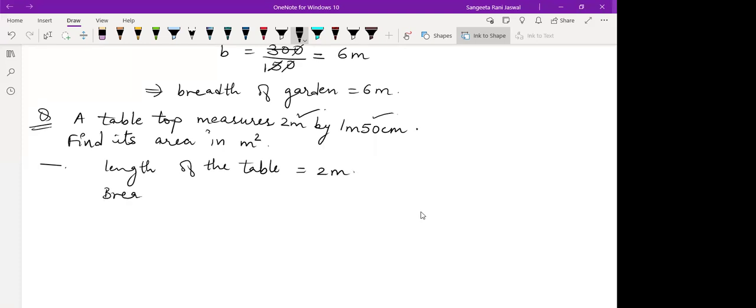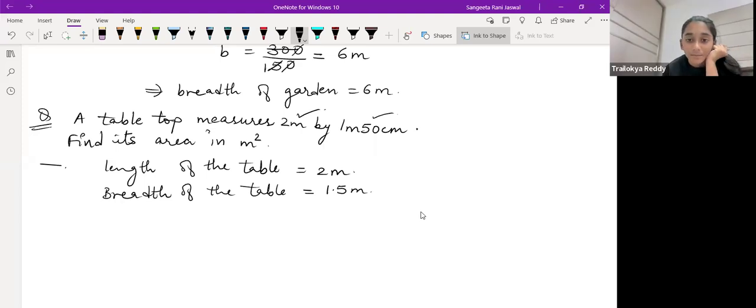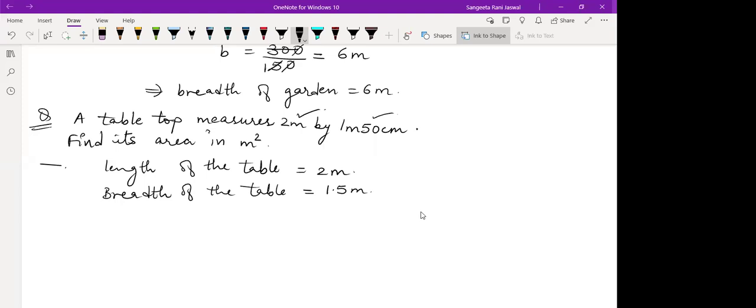Breadth of the tabletop is how much, Neha? Breadth of the tabletop is 1.5. Yes, 1 meter 50 centimeter, which is 1.5 meters. Trilokya, you understood this? Yes. We converted 50 centimeter to meters. When we convert it to meters, this will be divided by 100. And so we get 0.5 meter. So 1 meter plus 0.5 meter is 1.5 meter.